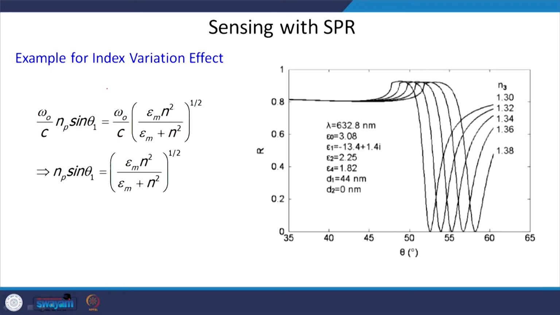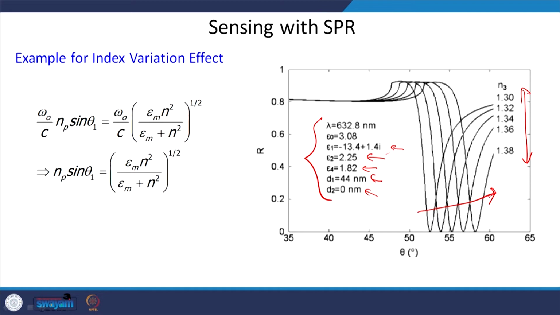What happens with SPR sensing? We already discussed that we have simulated this with this kind of structure. Now you have multi-layer structure, you have D1, D2 and then epsilon 1, epsilon 2, epsilon 3, epsilon 4, epsilon 0, all this, and you see that with an increase in the refractive index value there is a shift in resonance.